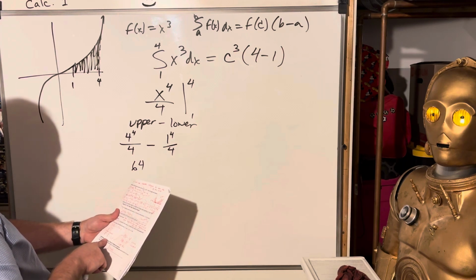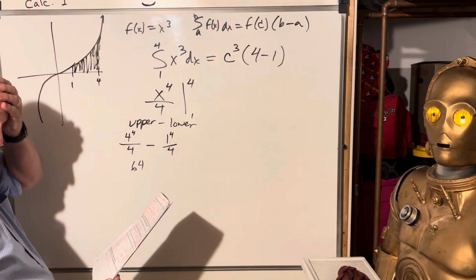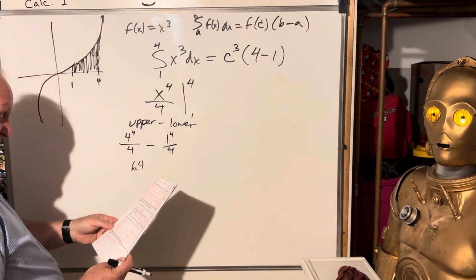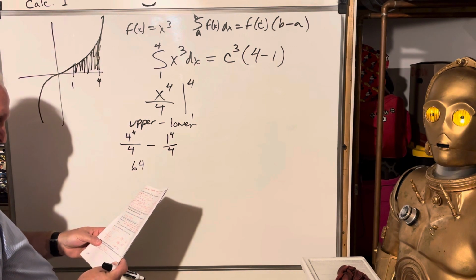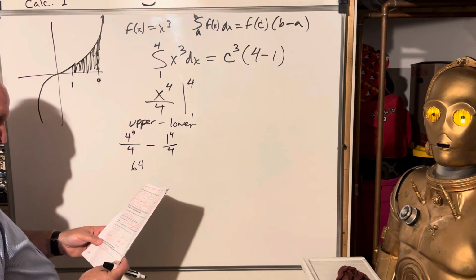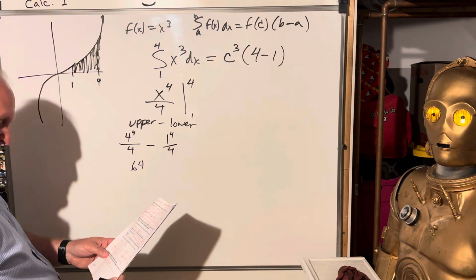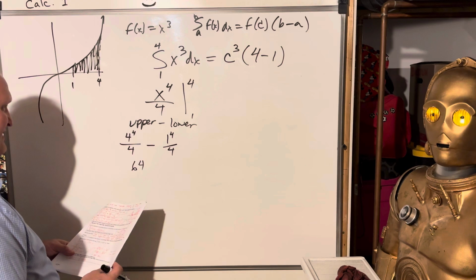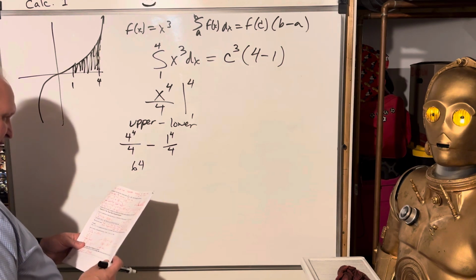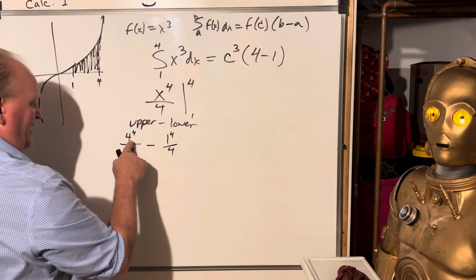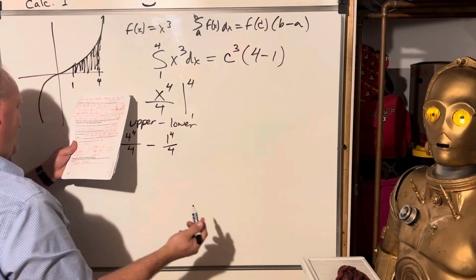256. I'm trying to follow my work here. We got 4 to the 4th over 4 minus 1 to the 4th over 4, and then I just left it 256 minus 1, 255. I guess I got rid of the 4s. I don't know why I didn't get rid of the 4s on the board; this is how I did it on the sheet. Maybe on the sheet it's easier?